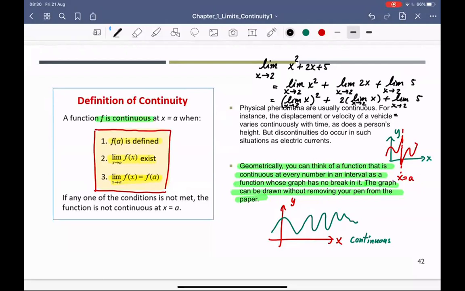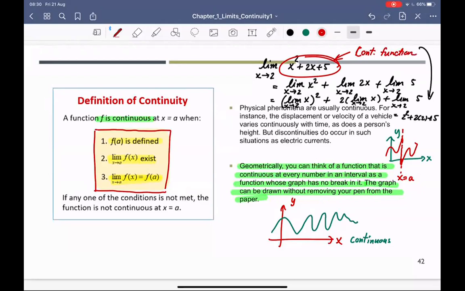And then after that, you just compute. This is 2 squared plus 2 times 2 plus 5. This is the way we compute a limit by using limit laws, the one that we just learned in section 1.3. But because we know that the function here is continuous, this is a continuous function.